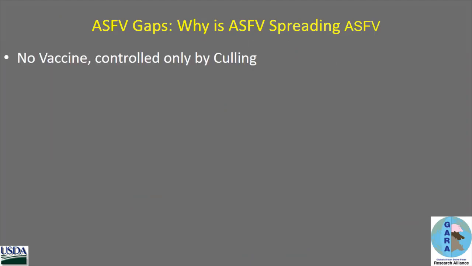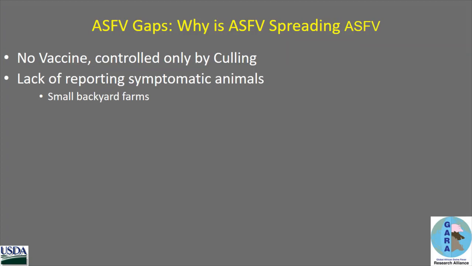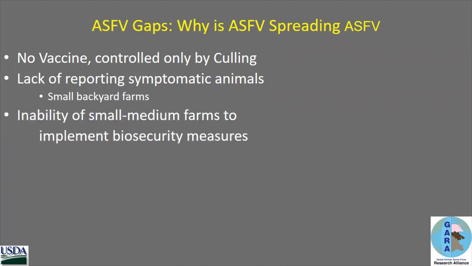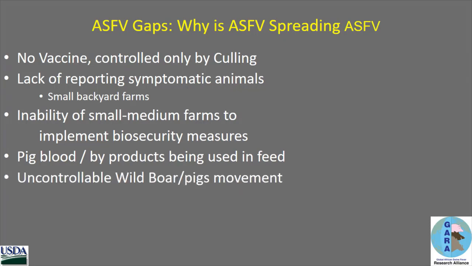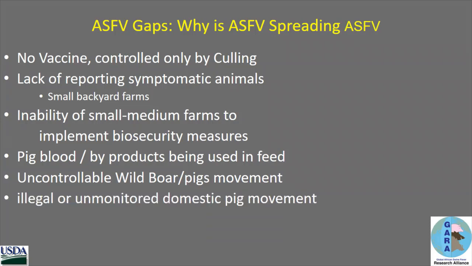There's no vaccine. It's only controlled by culling. There's a lack of systematic reporting of animals, especially with small backyard farms. There's also the inability of small to medium farms to have any realistic biosecurity measures. Pig blood and byproducts were being used in feed. There's uncontrollable wild boar movement, and there's also illegal or unmonitored domestic pig movement.